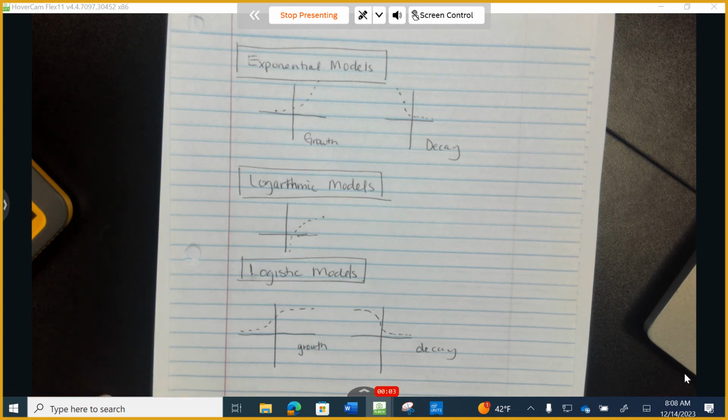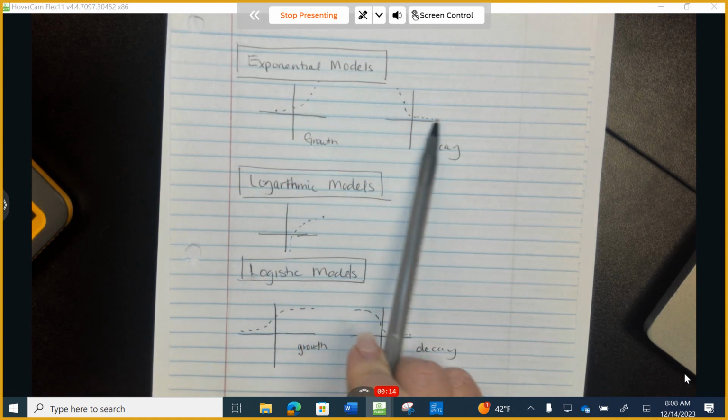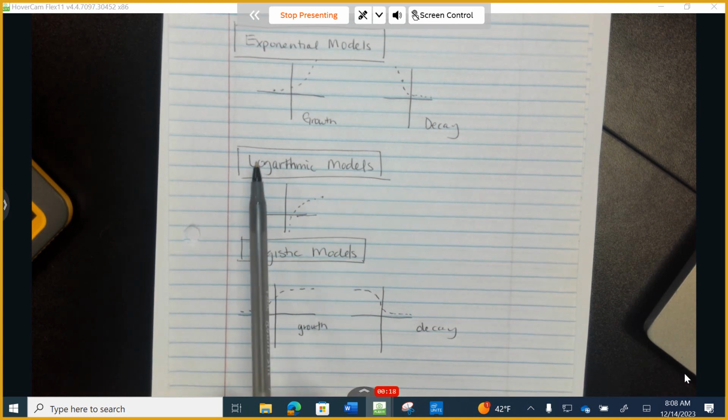In this lesson, we're going to be provided with word problems, and we're going to analyze the data to determine: is the data going to represent an exponential model? Notice there are growth models and there are decay models. Is it going to represent a log model?